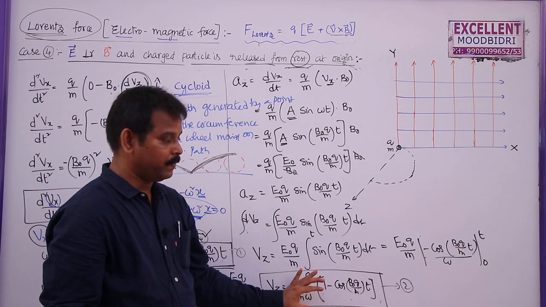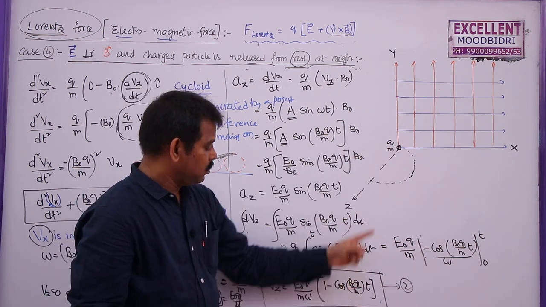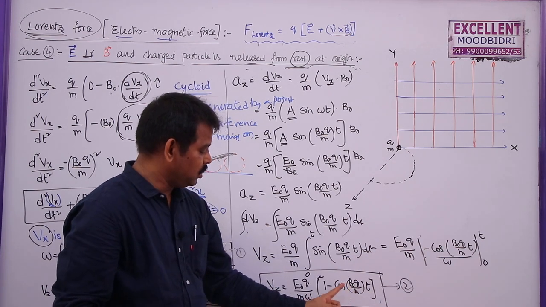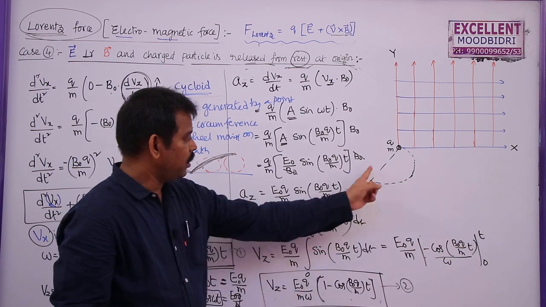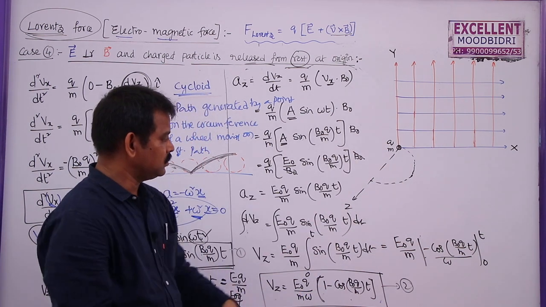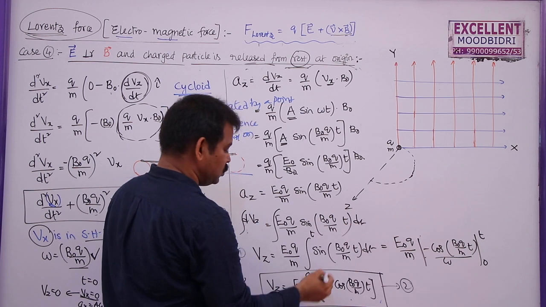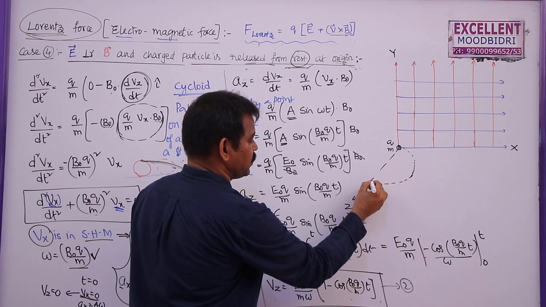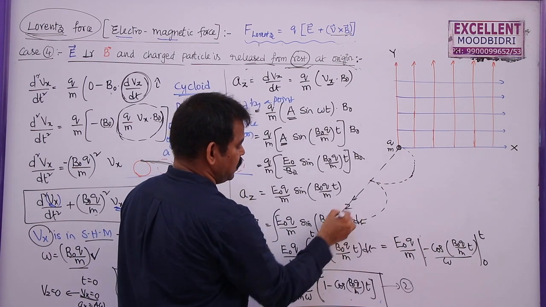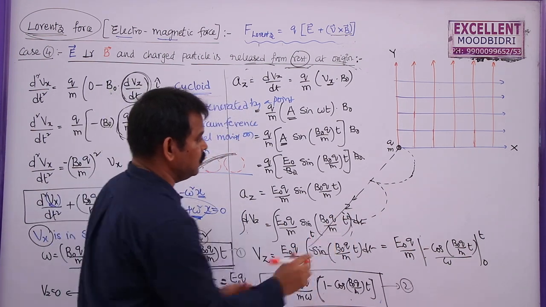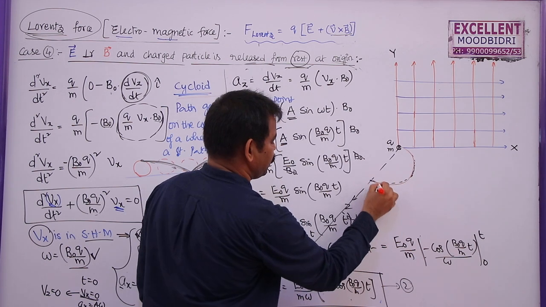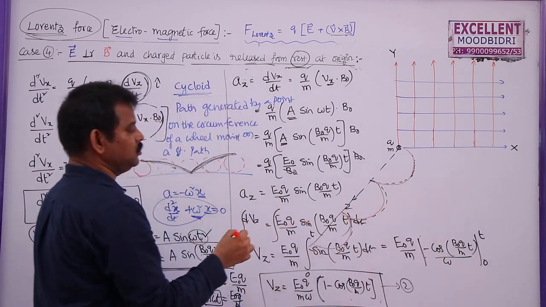Vz will become 0. After that, if this value equals 90, 1 minus cos 90 will be 0. So this is 1, and it will have maximum velocity along the z-axis. After that it will become 0 again, and these two velocities will become 0, and it will repeat the same path here. So like this it will move in a cycloidal path. So whenever the fields are perpendicular to each other, it follows a cycloid path.